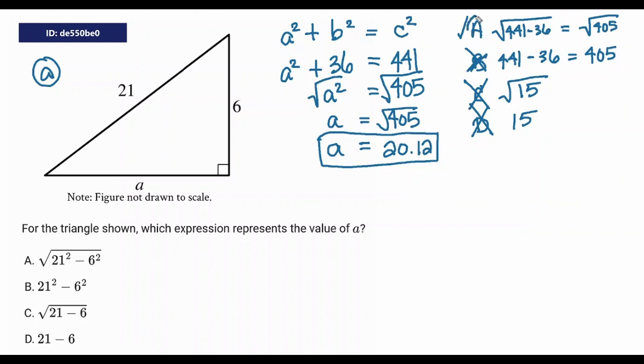The entire key to making this problem easy is taking the square root of 405 and seeing that in terms of a real number that you can easily understand, it's about 20.12.